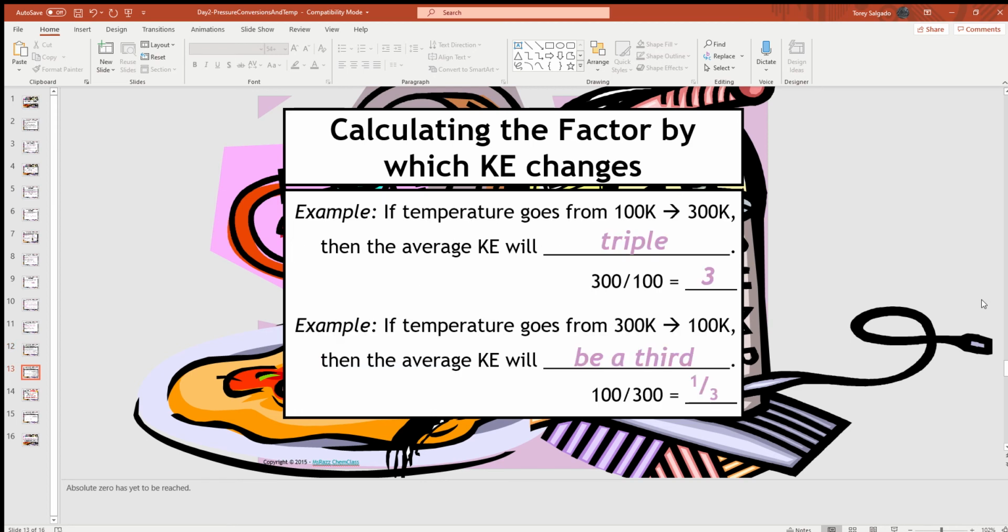Okay, a couple more. Let's look at this top example. If temperature goes from 100 Kelvin to 300 Kelvin, right, we're upping it by a factor of 3. So this average kinetic energy is going to triple. Pretty easy one. Now this second example, let's do the reverse. What if we go from 300 Kelvin to 100 Kelvin and decrease that temperature? If we decrease the temperature by 3 factors, then the average kinetic energy will be a third of what it used to be.